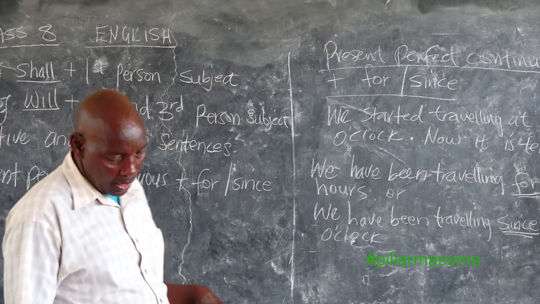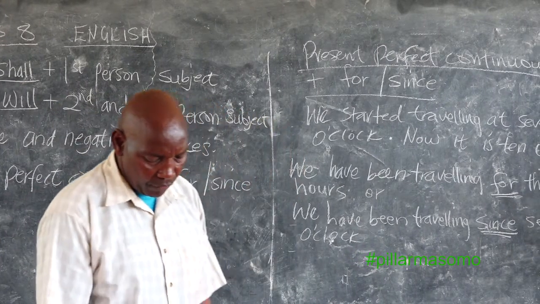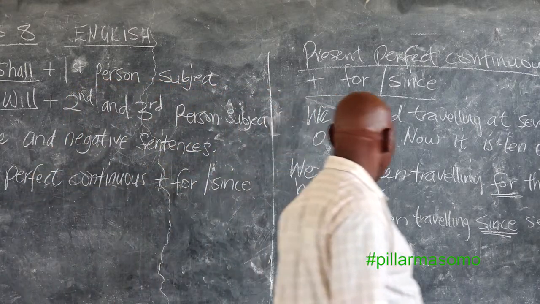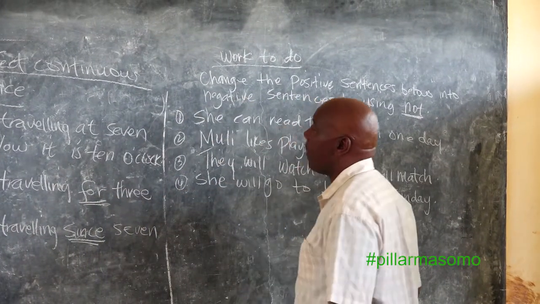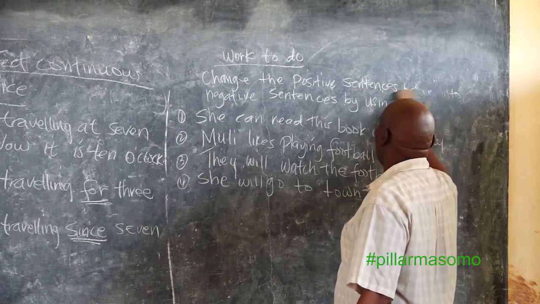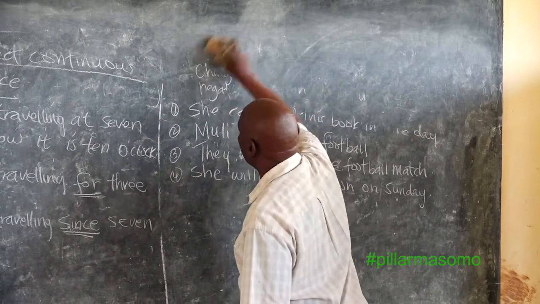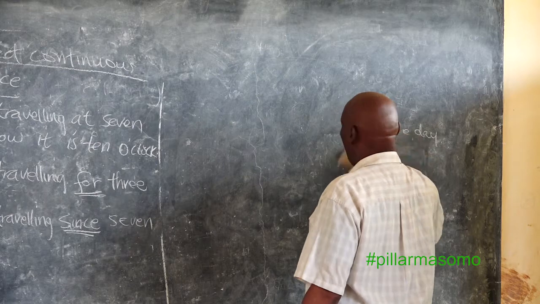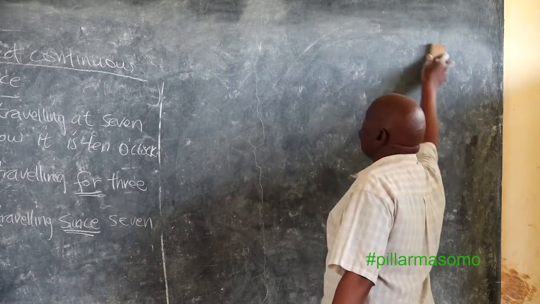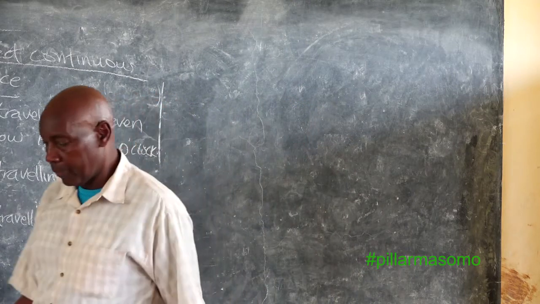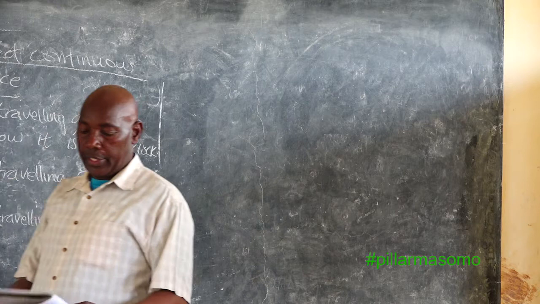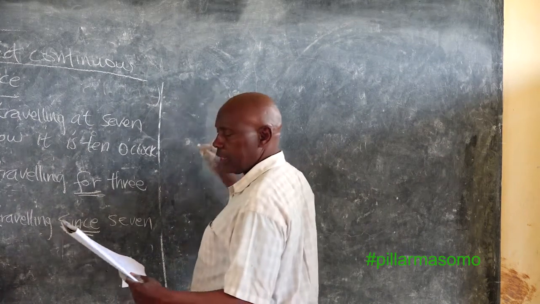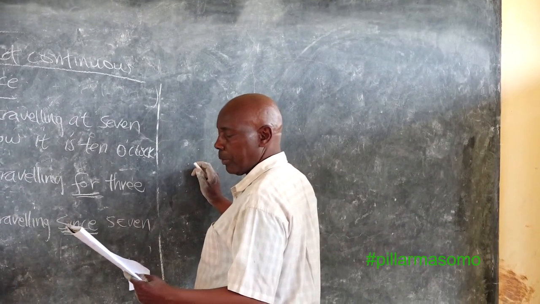Now, I want to give another example so that we can proceed. Present perfect continuous. So, we have been traveling, continuing traveling for 3 hours, non-stop. Yes, we have the following sentences using for and since for each pair of sentences.